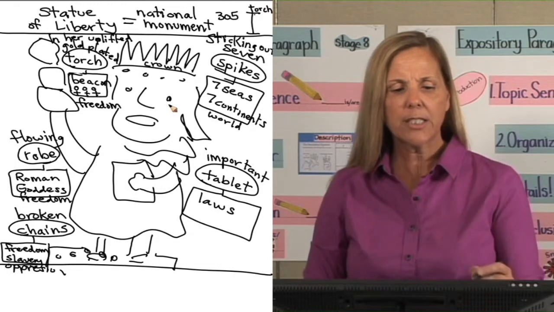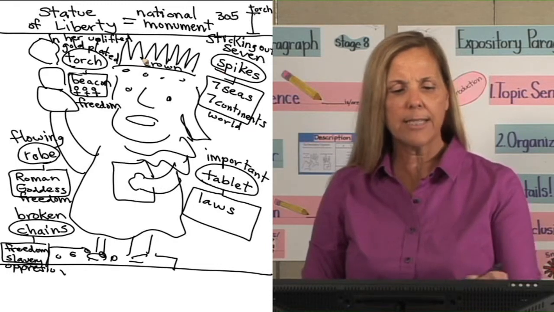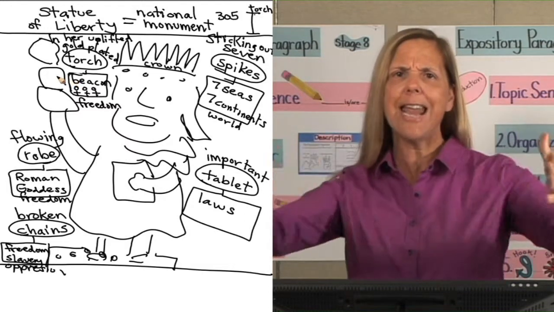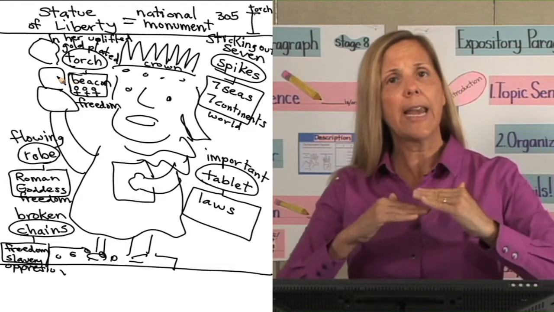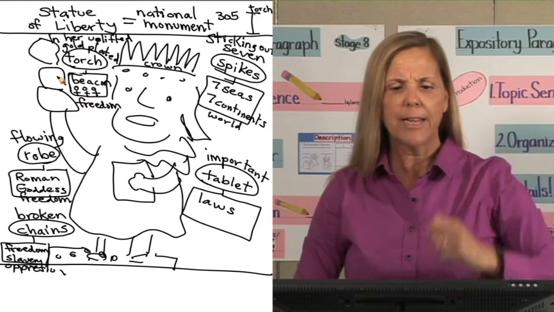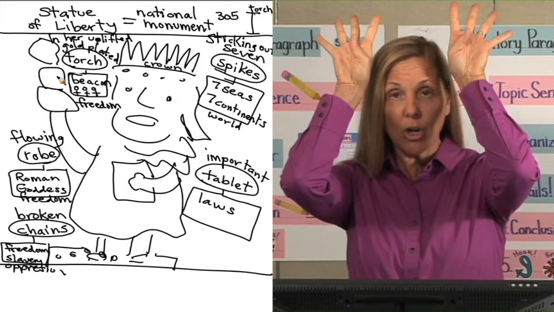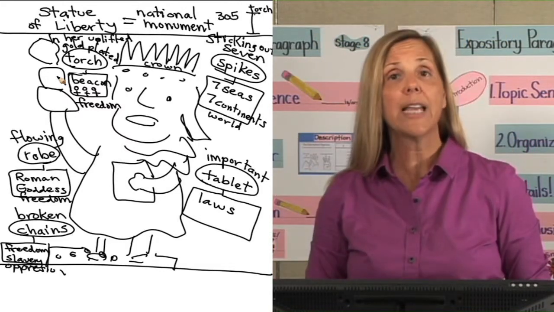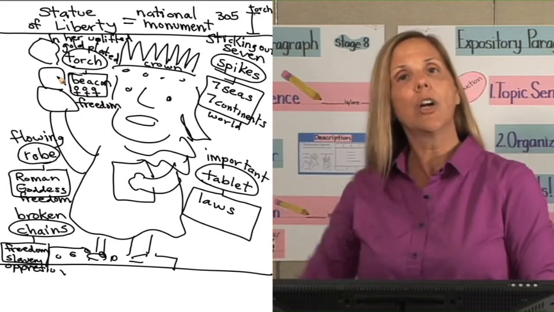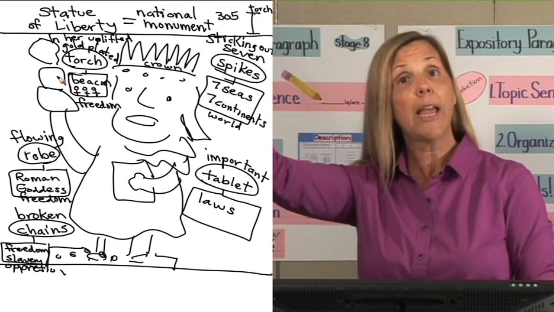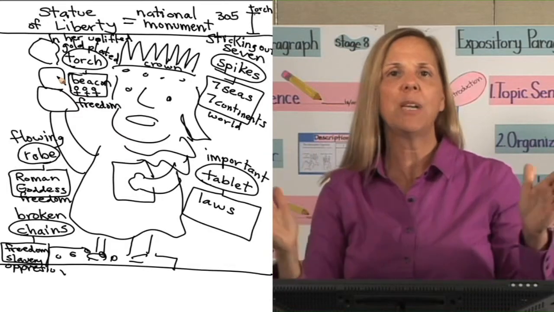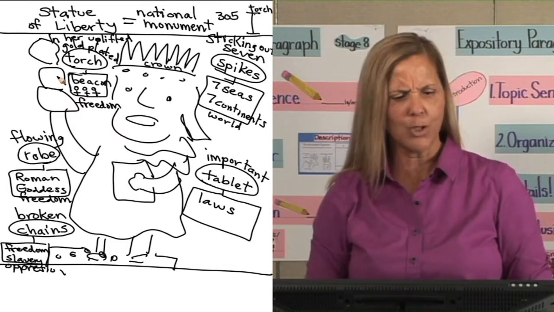This time when we read it, let's start with the spikes and then go to the torch. The Statue of Liberty is a national monument that stands 305 feet from its base to the top of its torch. Sticking out from its crown are 7 spikes that represent the 7 seas and 7 continents. In her uplifted hand is a gold-plated torch that serves as a beacon of freedom to the people of the world. Wow, this sounds great.